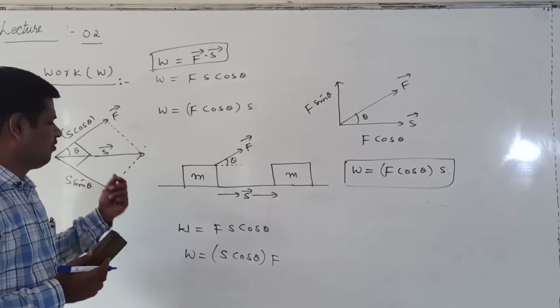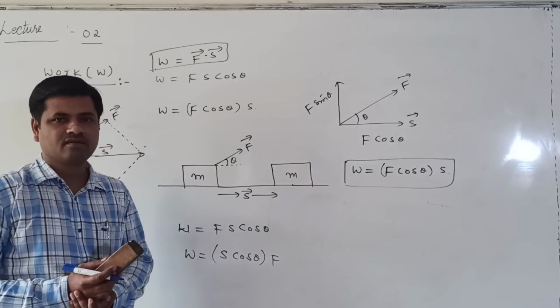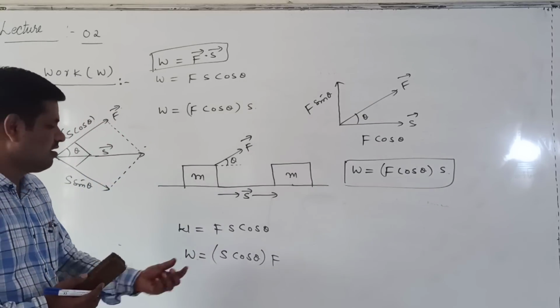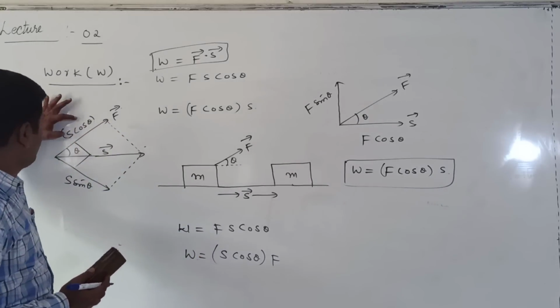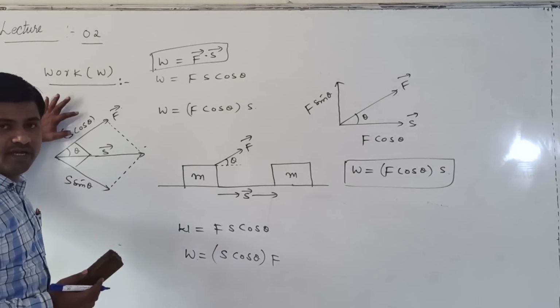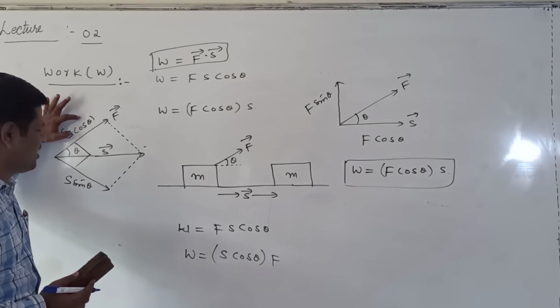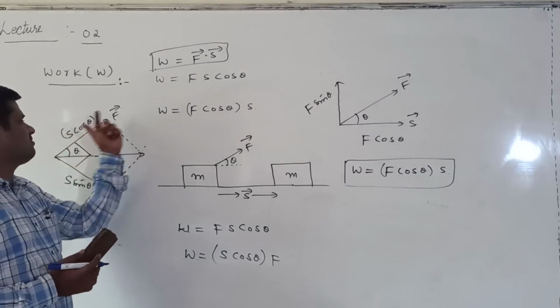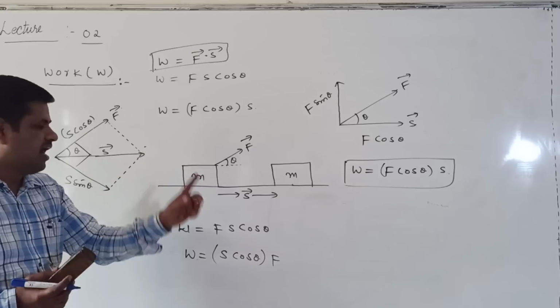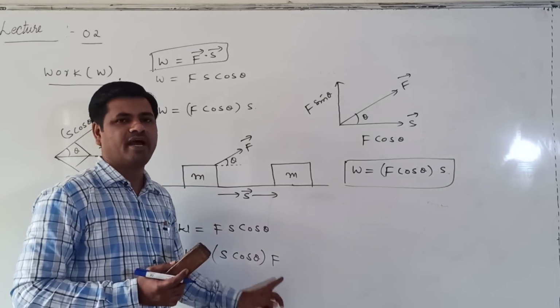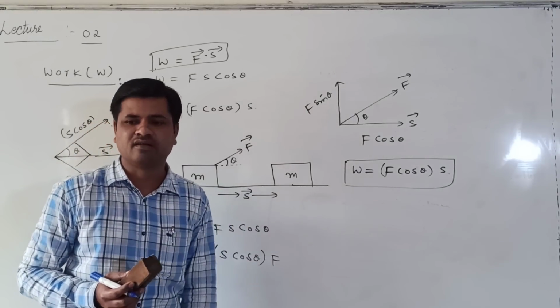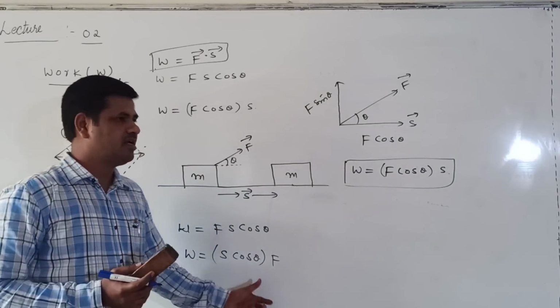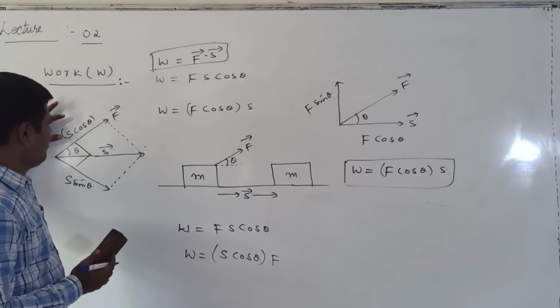The work done by the force can be defined as the product of the component of the displacement in the direction of the force and the magnitude of the force. This is called work done. Once again I am defining. Clear? Listen.